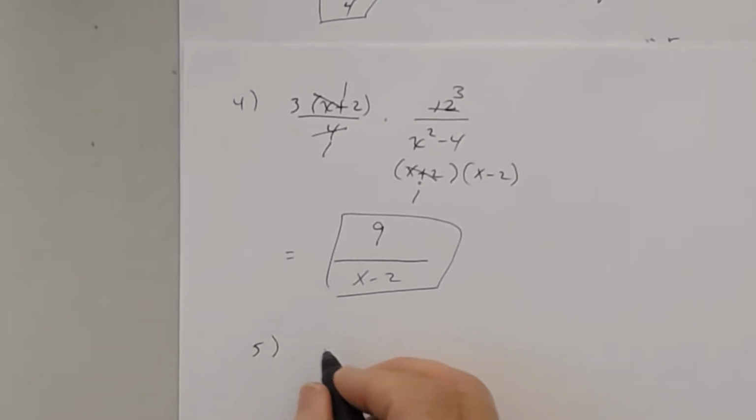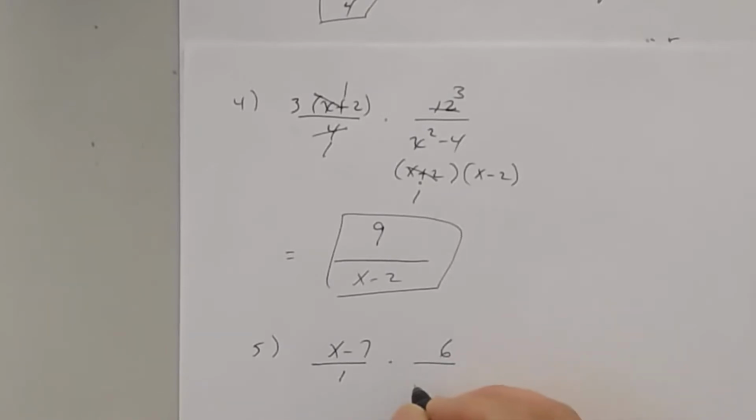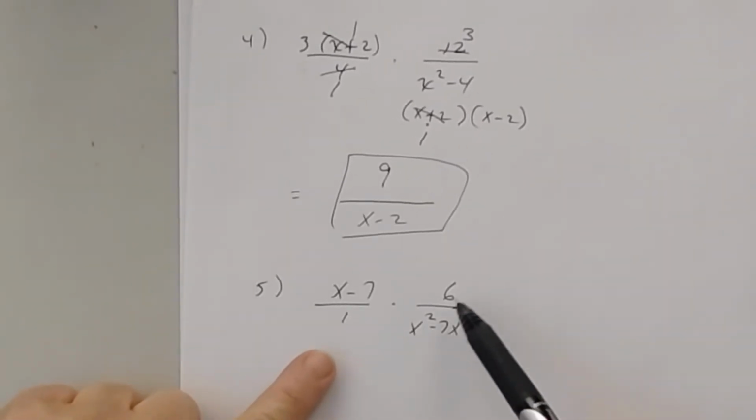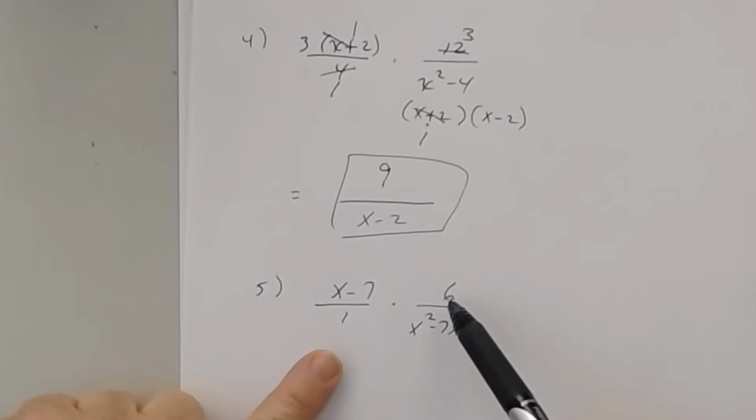Number 5, we have x minus 7 divided by 1 times 6 divided by x squared minus 7x. Number 5, that first numerator, x minus 7, can I factor that? No. The GCF is 1, right? Nothing you can do. And the denominator and the numerator here, those are monomials, so leave those alone. You can't do anything else to that in terms of factoring.